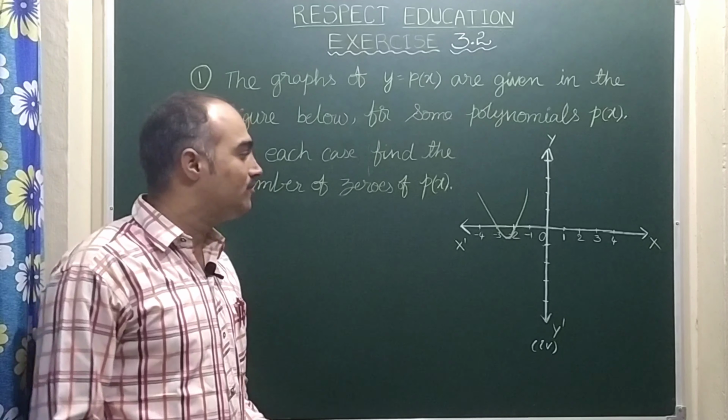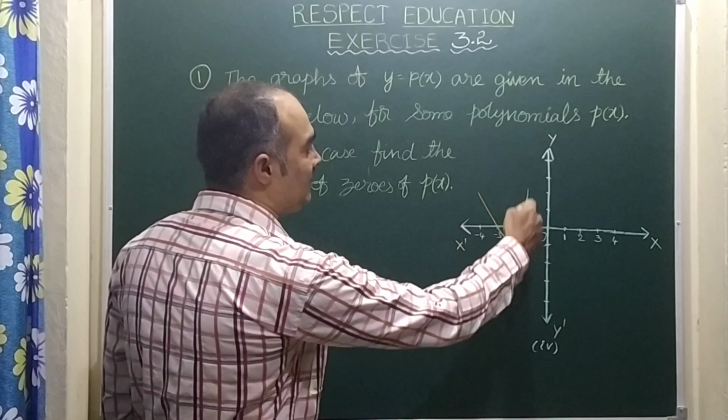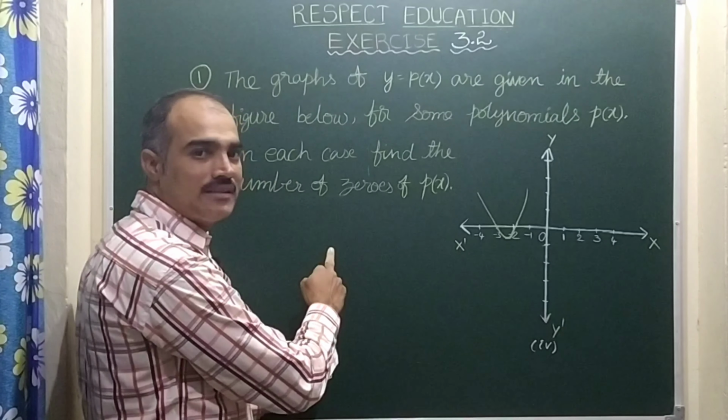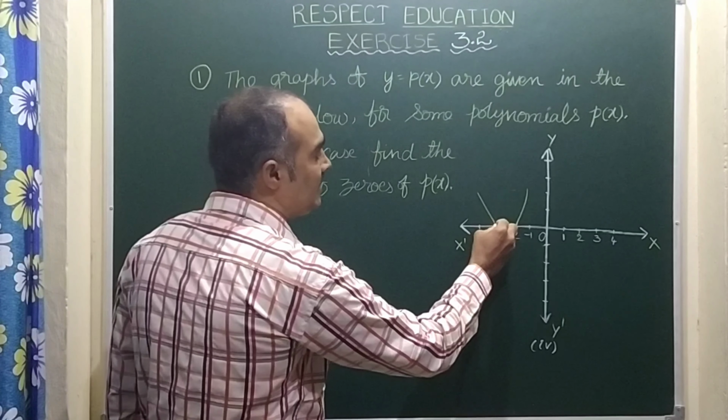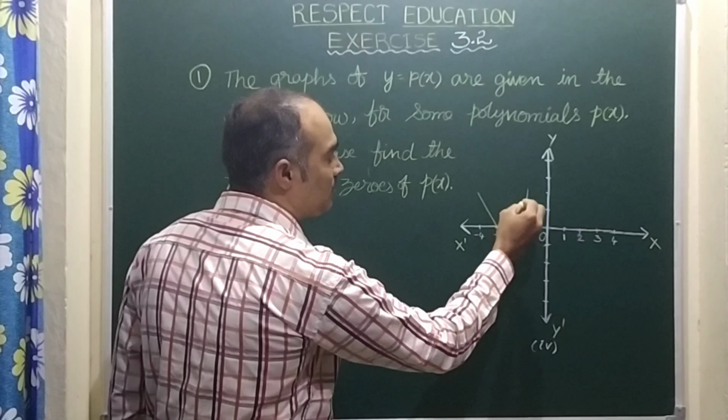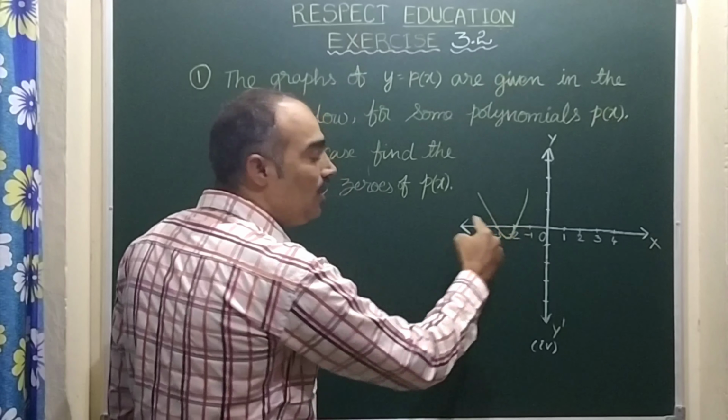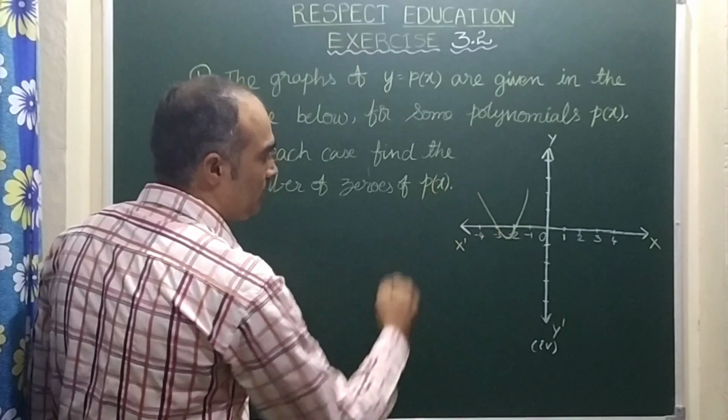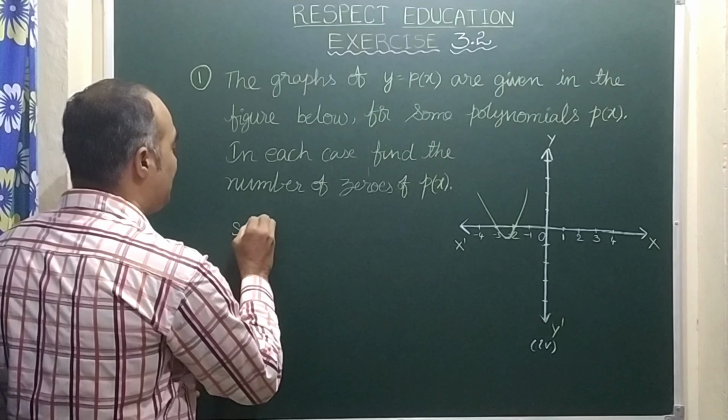Let us see the next bit, that is the fourth bit. Here this is the given graph. Before writing the answer, let us count. Here you see this is the first time and this is the second time, so the graph intersects the x-axis at 2 points. So here it has 2 zeros. Let us write the same thing.